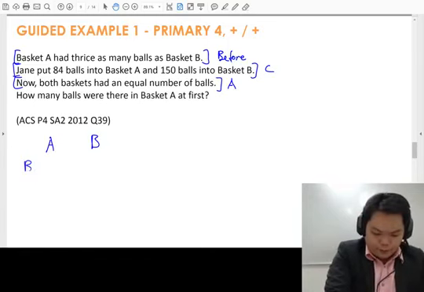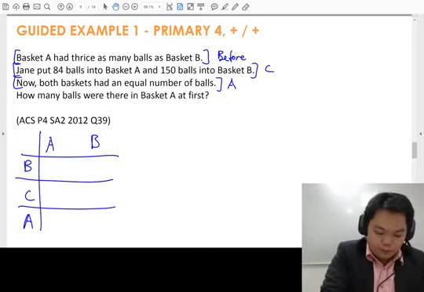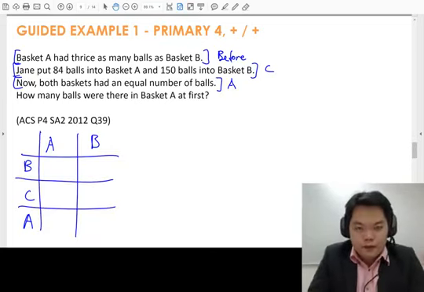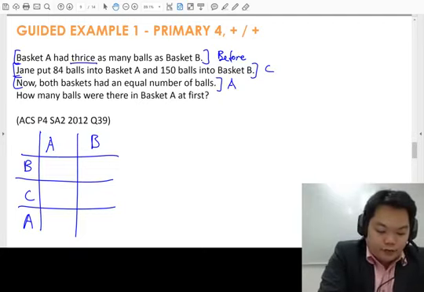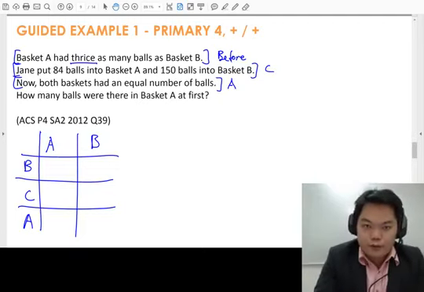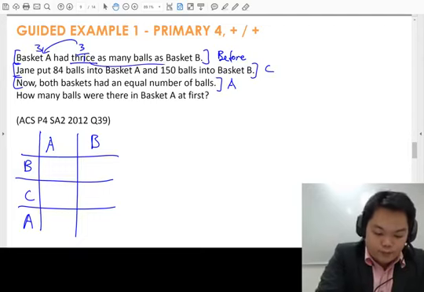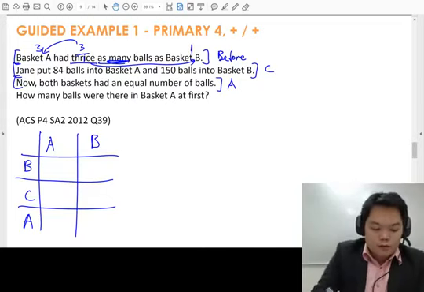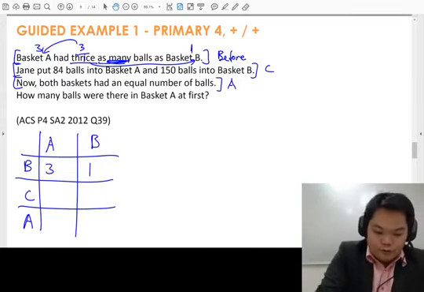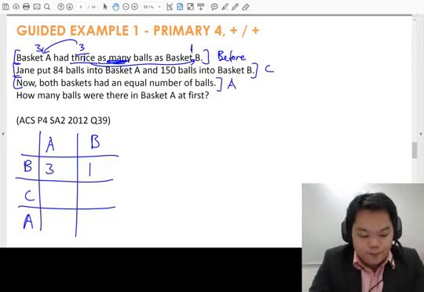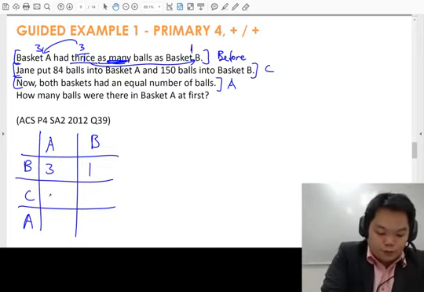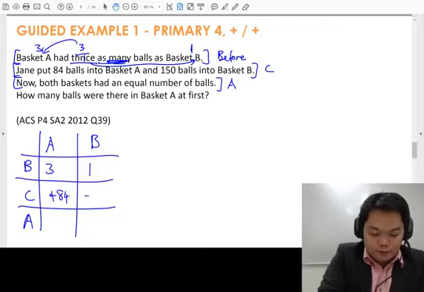Let us draw out the before, change, after table and compare between basket A and B. So we see that A has 3 times as many balls as B. Change this to 3 out of 1. 3 goes to A and 1 goes to B. Keyword here is as many. We allocate the units first. 3 to A, 1 to B. 84 balls put into A, 150 balls put into B.